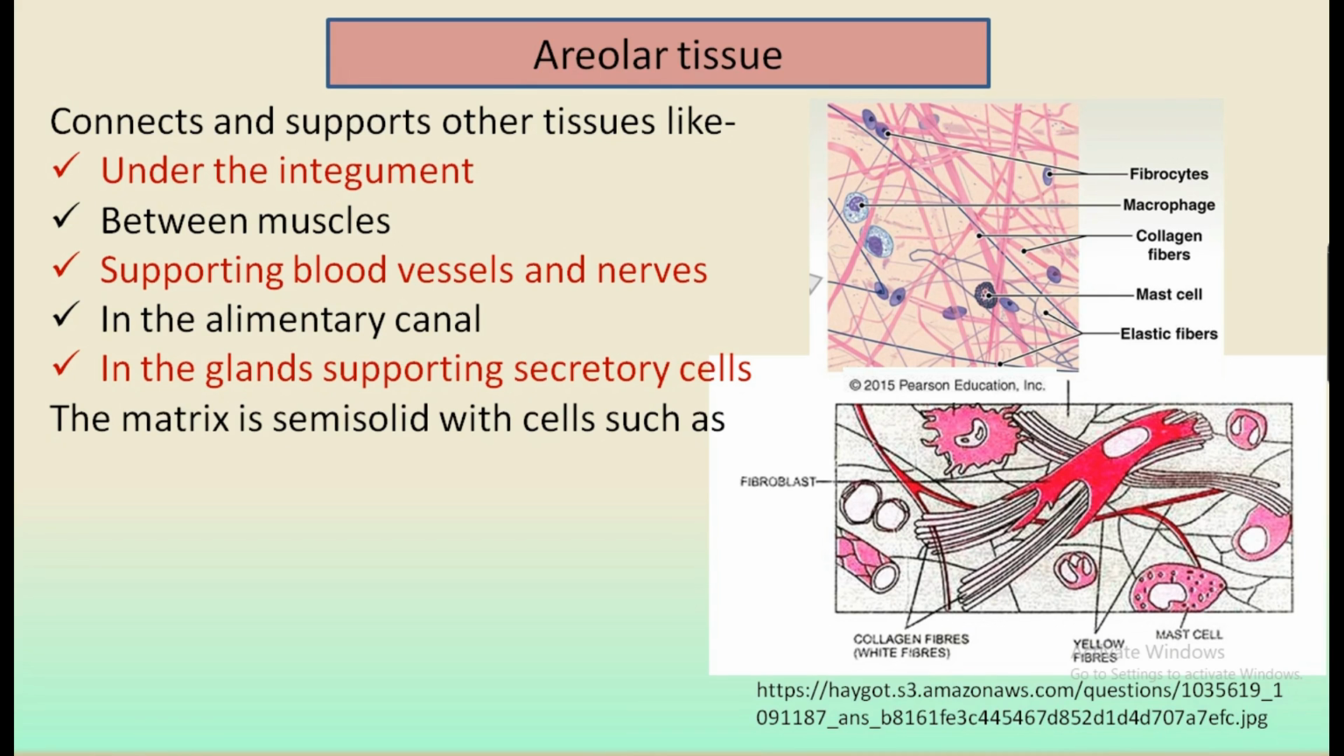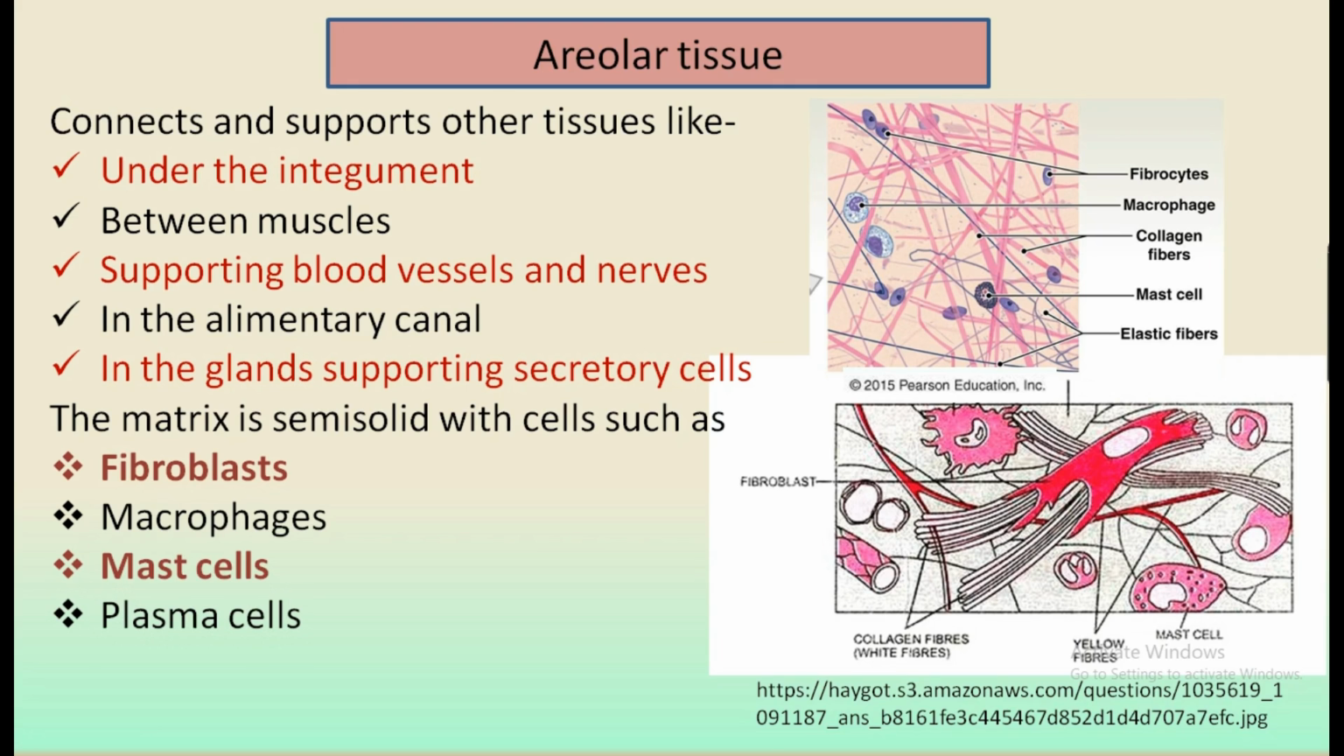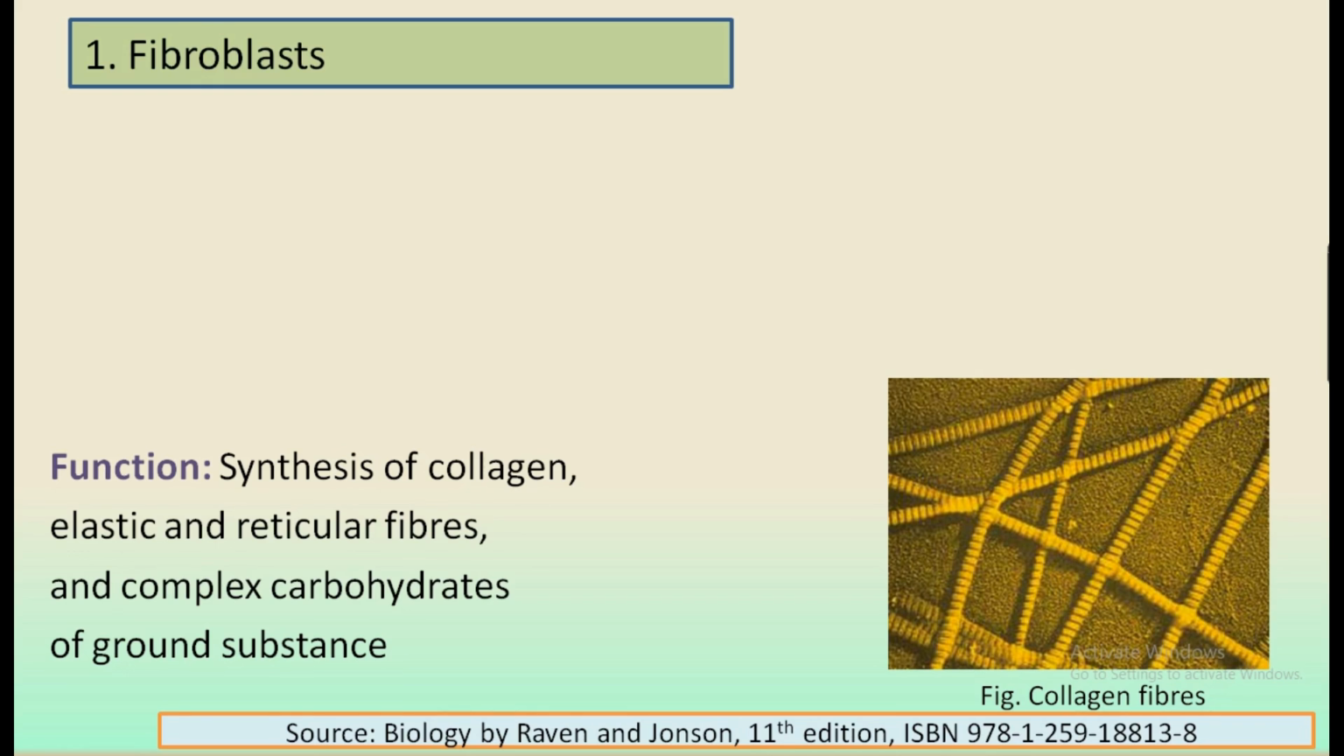present in the areolar tissue is semi-solid with cells, different types of cells like fibroblasts, macrophages, mast cells, plasma cells and fat cells. So this is a picture of areolar tissue where you can see the different types of cells and fibers present in the tissue. The type of the cells that make up the areolar tissue are fibroblasts.